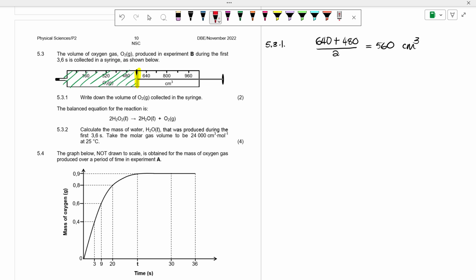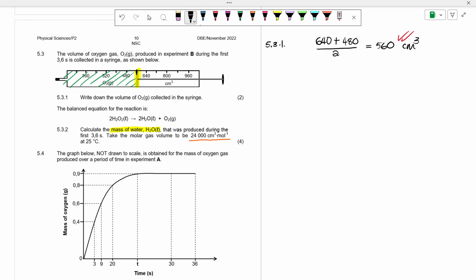They will not mark any method for this kind of question. They'll only mark the final answer because you can use any method you want. So they don't really care about what you do. Okay, let's look at the next question. It says the balanced equation for the reaction is this. 5.3.2, calculate the mass of water, H2O liquid, that was produced during the first 3.6 seconds. Take the molar gas volume to be 24,000 centimeter cubed per mole at 25 degrees Celsius.